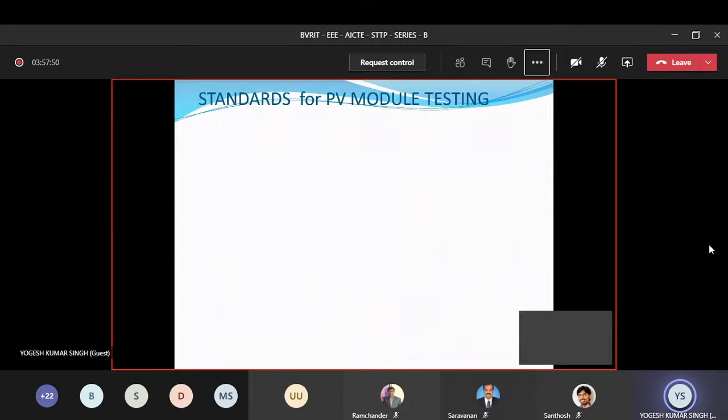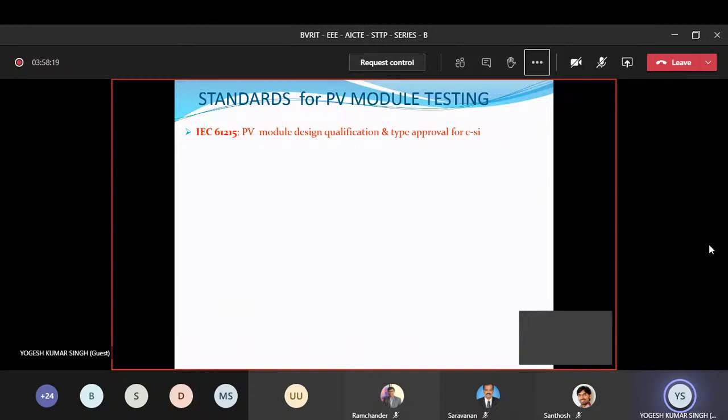So we first cover the standards for the PV module. What are the major standards required for PV module testing? The first standard is IEC 61215. IEC means the International Electrotechnical Commission, and this is the international certifying body. So whatever module, component or BOS system is made by the solar industry, all the components are certified by IEC standards.